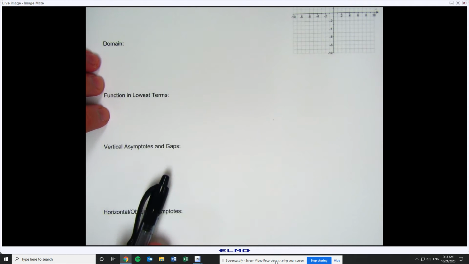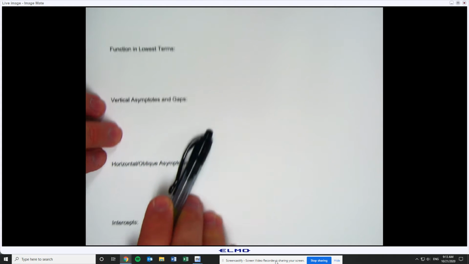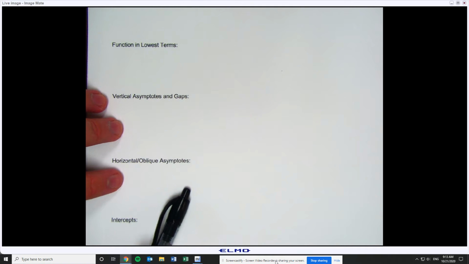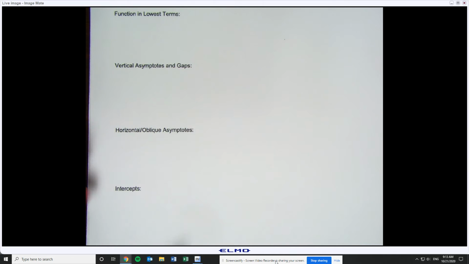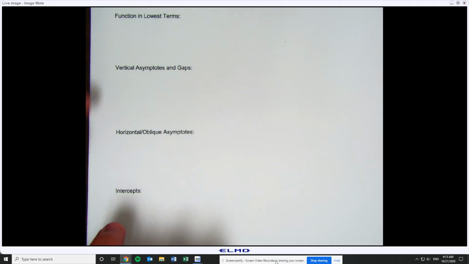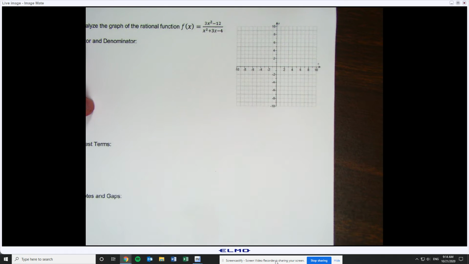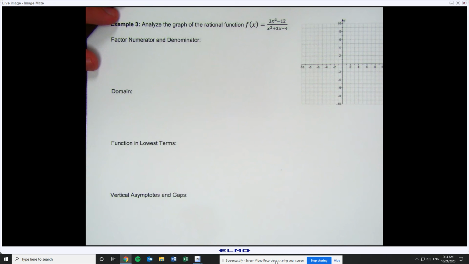Then, after lowest terms, you can figure out the vertical asymptotes and any gaps. Then we can do the horizontal and oblique asymptotes by looking at the original. And then we can finish with any intercepts. And hopefully you notice that except for the horizontal/oblique asymptotes, all of these went in the same exact order that we did in the previous lecture. So I had to go through all of these steps, but now there's just more room to work. The last thing you'll do is take that information and graph the function. Okay, so let's get started.